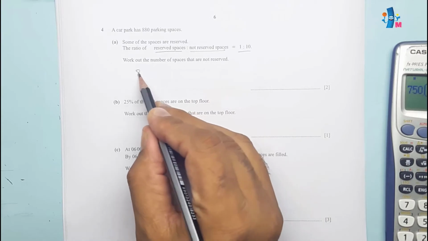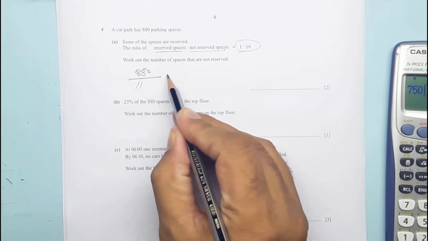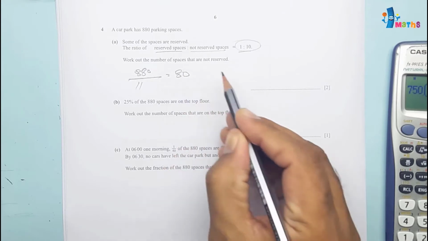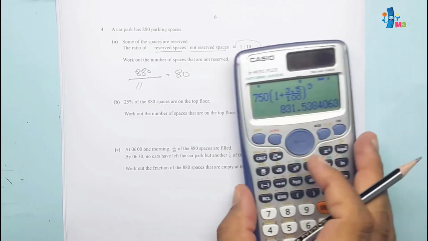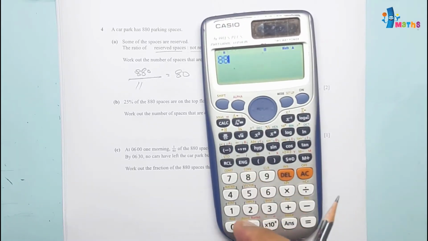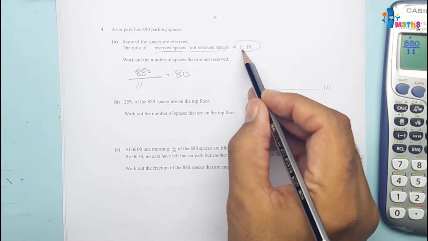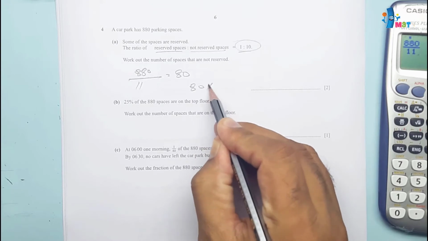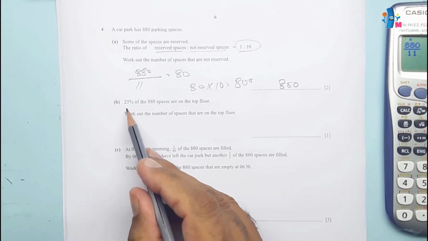So we can write 880 divided by the sum of ratios, which is 10 plus 1, which is 11. So this will be equal to 80, and this is 80 for one part. We can calculate like this: 880 over 11 is equal to 80, and 80 is for one part, and the non-reserved are 10. So 80 multiplied by 10 will be equal to 800. So 800 will be our answer.